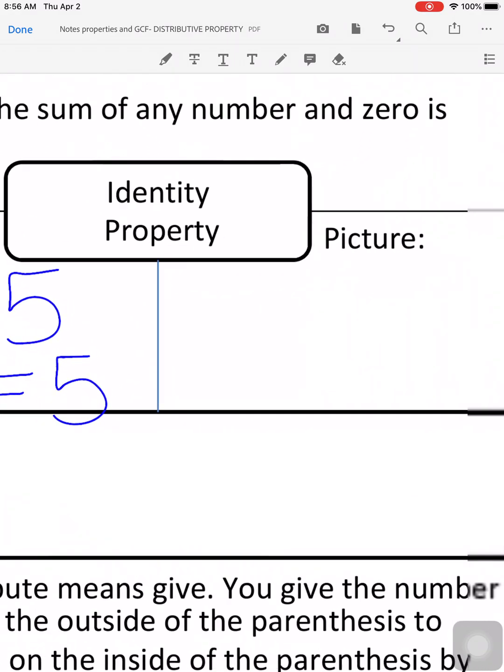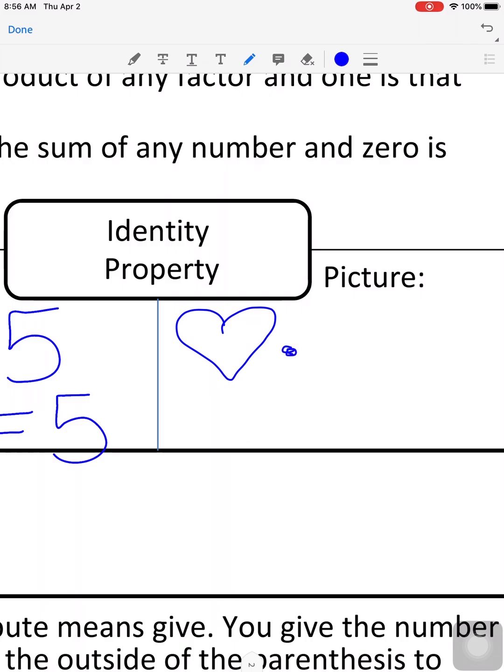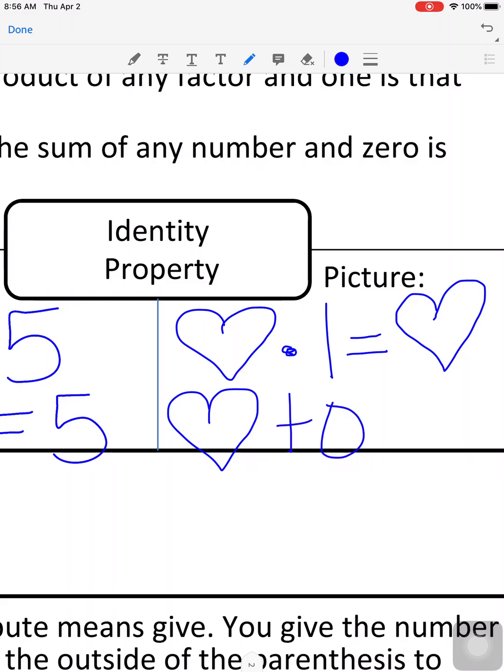Quick picture. So let's do a heart times 1. It's going to give me a heart. And a heart plus 0 is going to give me a heart. Alright, that is the identity property.